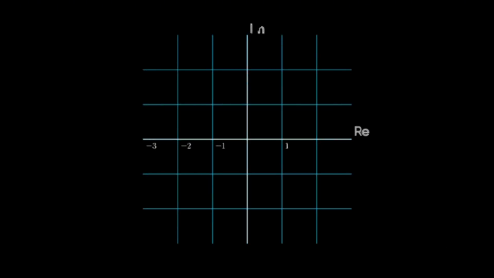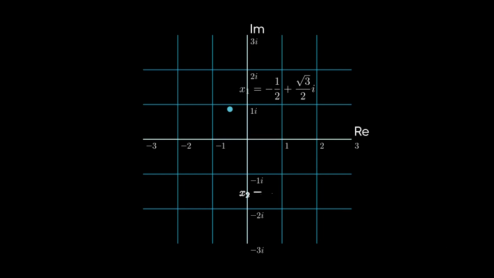The complex plane is a 2-dimensional coordinate system where we can plot complex numbers. The horizontal axis represents the real part, and the vertical axis represents the imaginary part. For example, the complex number 3 plus 2i would be plotted at the point with coordinates 3, 2. Let's plot our first solution, -1/2 plus square root of 3 over 2 i. The real part is -1/2, and the imaginary part is square root of 3 over 2, which is approximately 0.866. So we place this point at coordinates -0.5 and 0.866.